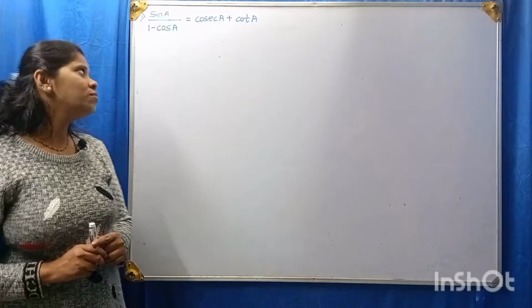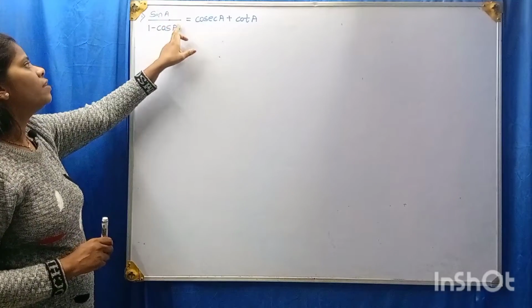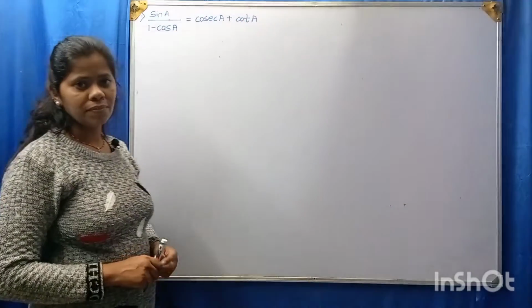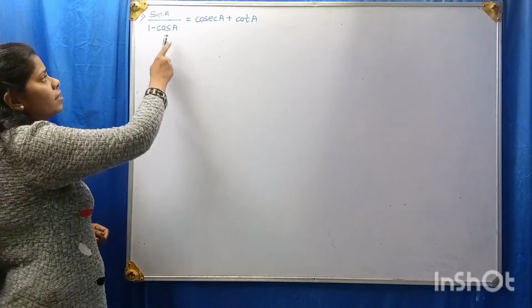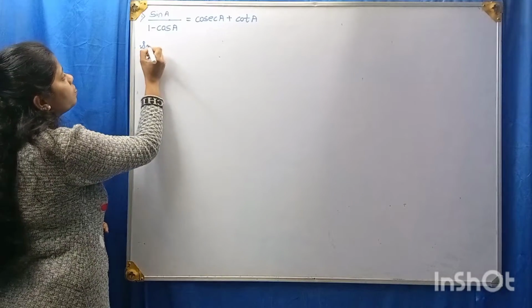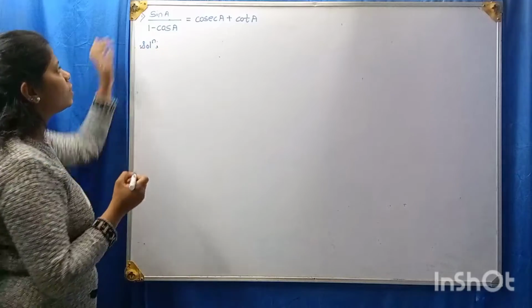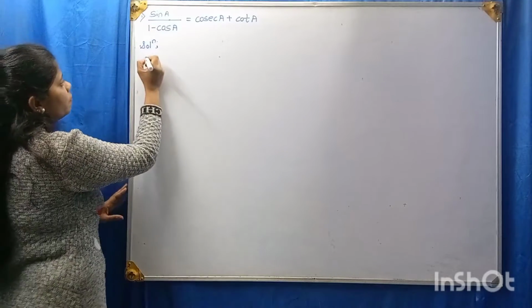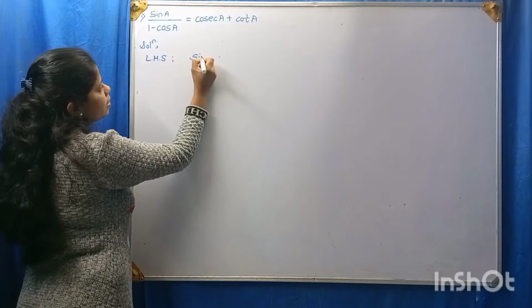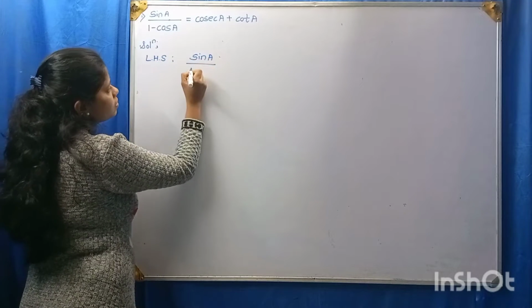Now let's solve this problem. Sin A divided by 1 minus cos A is equal to cosecant A plus cot A. Here we have to prove that LHS is equal to RHS. Solution. First let me write down the LHS. What is the LHS? LHS is sin A divided by 1 minus cos A.